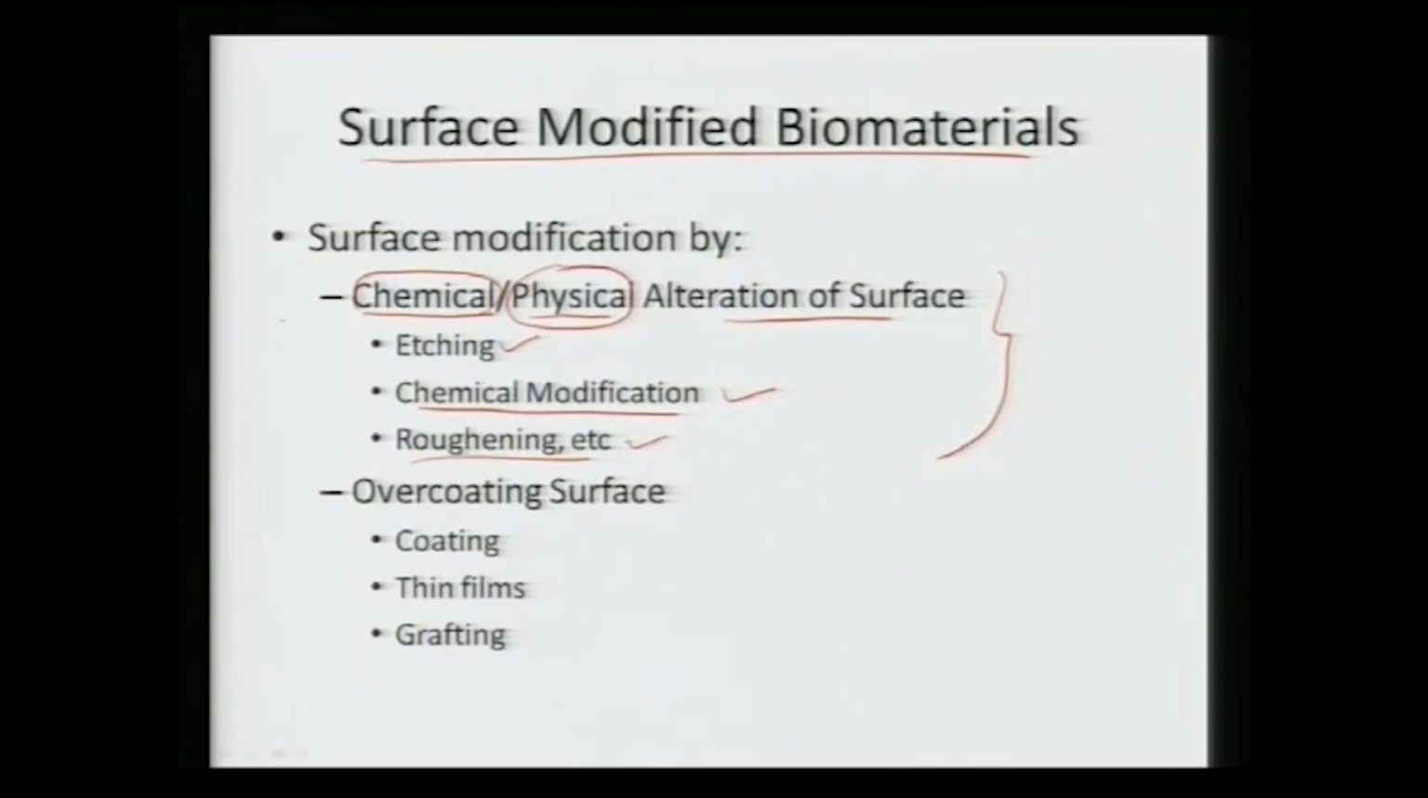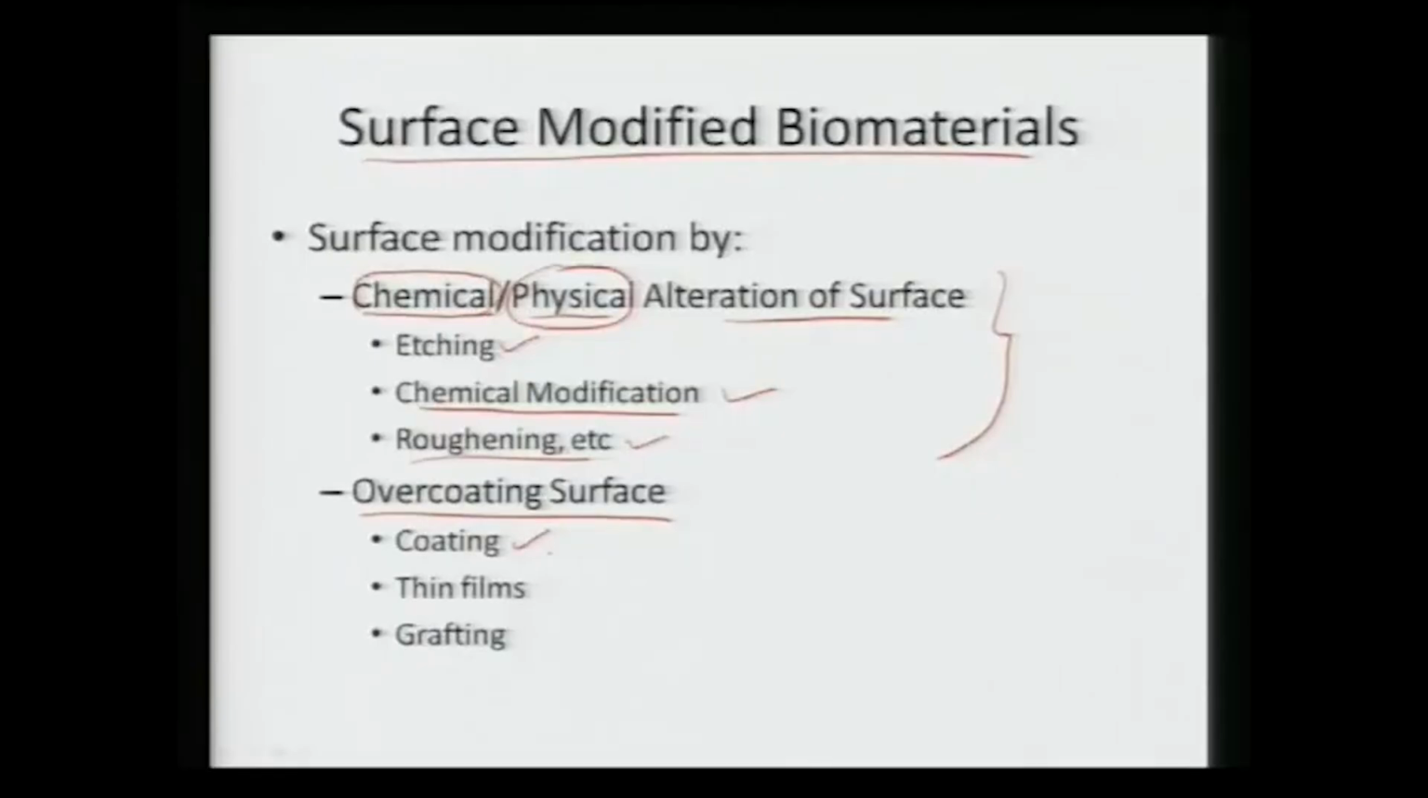And there is a second technique, we can somehow coat or allow some different material to get deposited on the surface of the implant material. So, we can also overcoat the surface of the implant material or the device material via certain coatings or by implanting certain thin films or by grafting. So, we can have two kinds of techniques, either we can go by chemical or physical alteration of the surface, or we can go by overcoating the surface, such as by coating or introducing thin films and grafting. So, there are certain techniques.